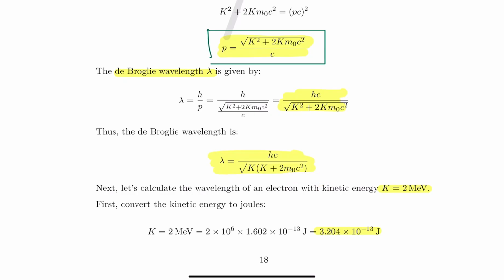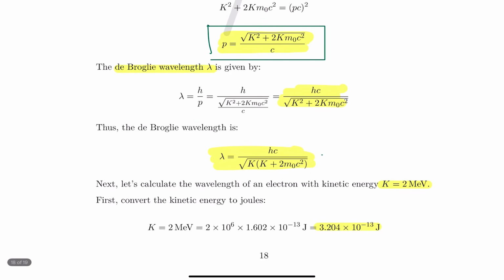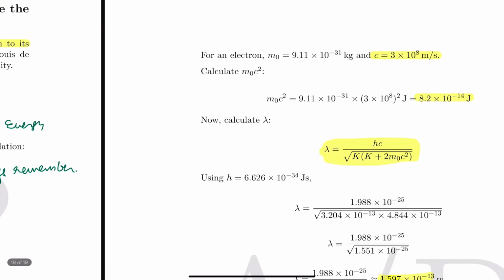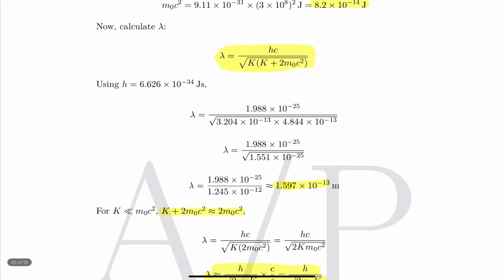So once you solve it, we are going to solve it very easily. Let me do it here manually. hc is, I think, around 1240 electron volt nanometer. And this is 2 million electron volt. Then, in brackets, 2 million electron volt plus twice the rest mass energy of the electron, that is twice 0.511 million electron volt. This is what you are required to solve. Use the calculator, you will get the answer pretty fast.